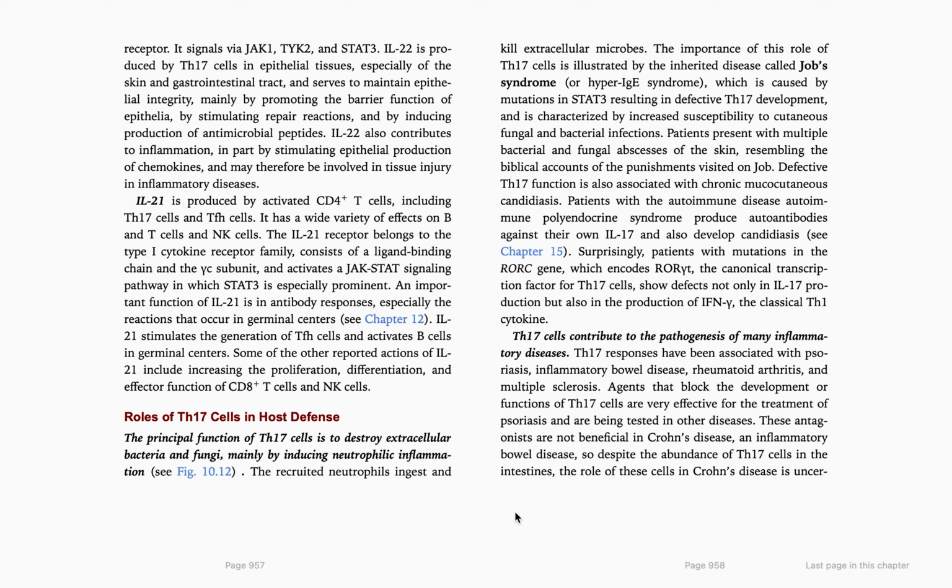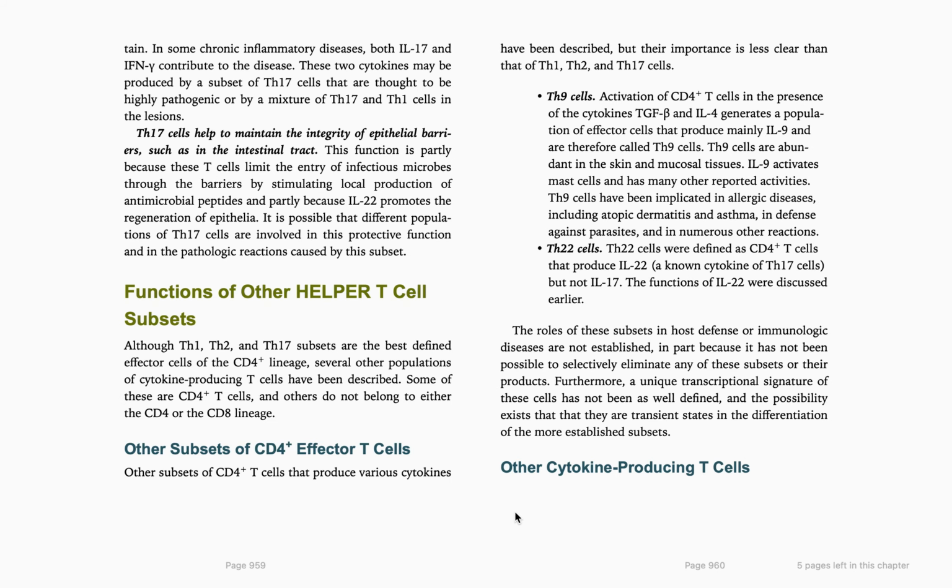The antagonists are not beneficial in Crohn's disease and inflammatory bowel diseases. So, despite the abundance of T helper 17 cells in the intestine, the role of these cells in Crohn's disease is uncertain. In some chronic inflammatory diseases, both interleukin 17 and interferon gamma contribute to the disease. These two cytokines may be produced by a subset of T helper 17 cells that are thought to be highly pathogenic, or by a mixture of T helper 17 and T helper 1 cells in the lesion.